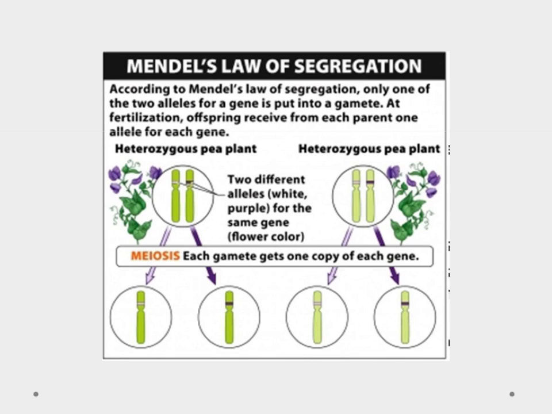Now, Gregor Mendel came up with 2 laws that are important to genetics. The first one is this one here, the law of segregation. And the law of segregation, quite simply, we'll make it real easy. The lesson will go into it in a little more detail for you.